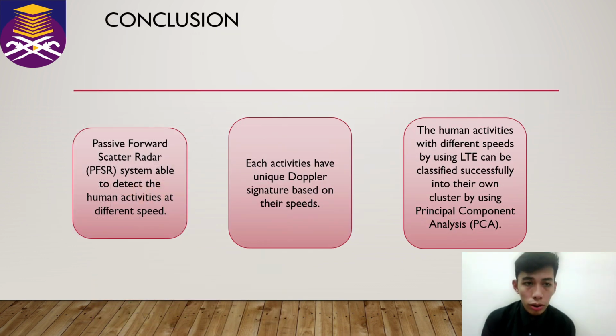As the conclusion, the passive forward scatter radar (PFSR) system is able to detect human activities at different speeds. Next, each activity has a unique Doppler signature based on its speed. The last one is that human activities with different speeds, using LTE, can be classified successfully into their own clusters by using principal component analysis (PCA).